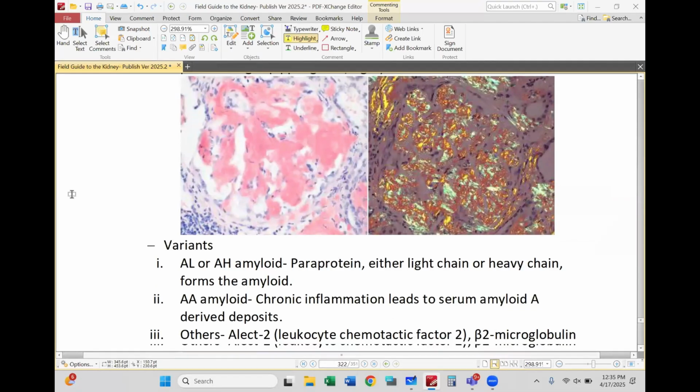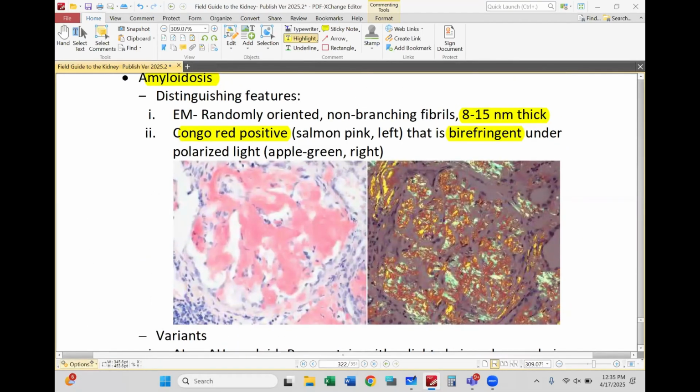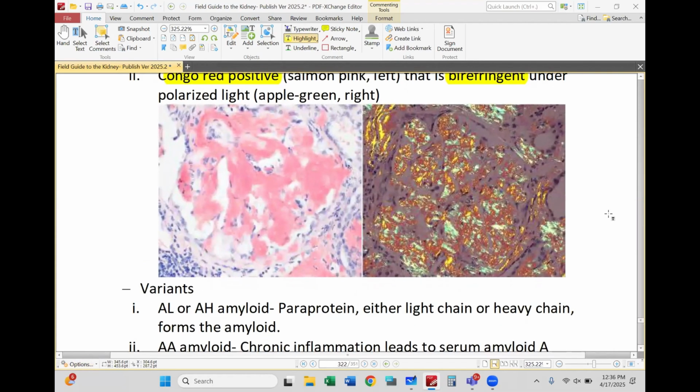Congo red stain. Notice that you'll often see this large amount of acellular material replacing various compartments of the nephron. Usually glomerular, but sometimes you can see the same in the tubular interstitium or in the vessel. So you can see vascular amyloid as well. By the way, that vascular amyloid often coexists with cardiac amyloid.